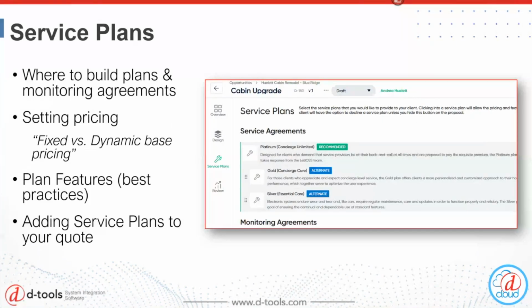And we can't forget our service plans. We'll talk about where to find your service plans and monitoring agreements and how to add pricing and plan features to them. And lastly, how to add these plans or agreements to your quote. Please start generating that recurring revenue this year, even if you aren't making it mandatory. As a best practice, just add them to your proposals anyway and make them optional. Right, no more freebies.